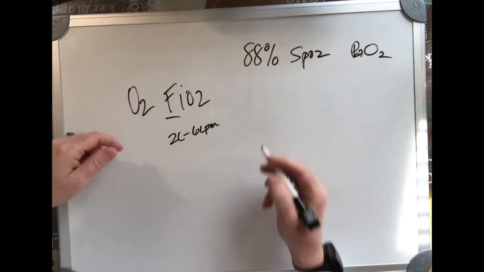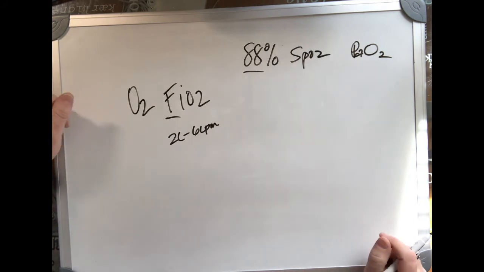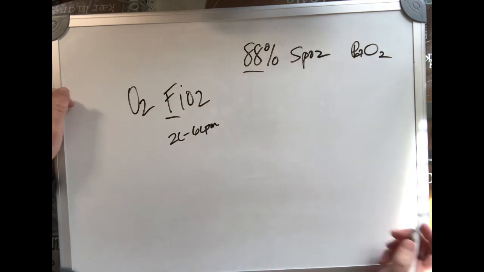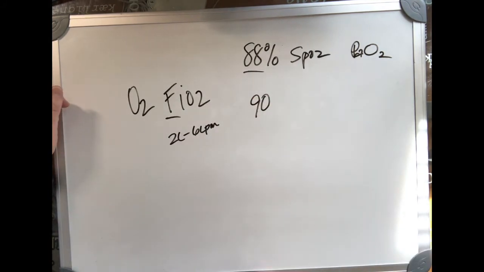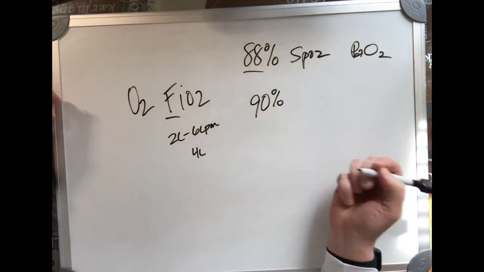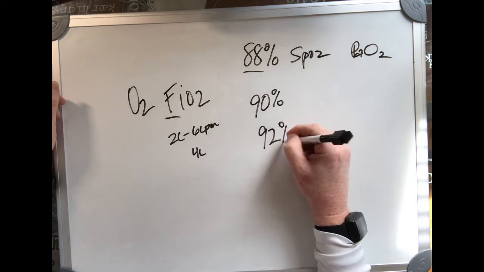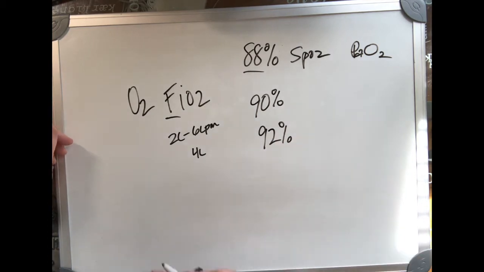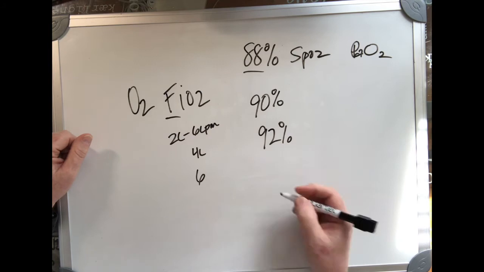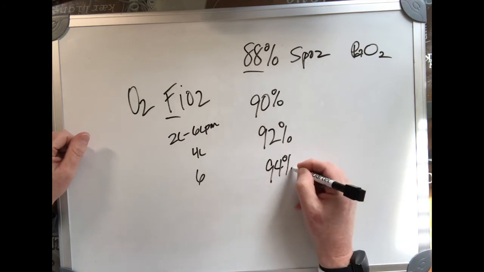Okay, but real simple, if they come in and they're 88 and they're on room air, what do I do? I put them on 2 liters, and let's just say that bumps them up to 90%. If that doesn't work, then what do I do? I go to 4 liters, and that bumps them up to 92%. Okay, so that's how it works. As I add an increased fraction of inspired oxygen, I can bring that SAT up as well. Go to 6 liters per minute, I might be able to bring this up to 94 and so on.